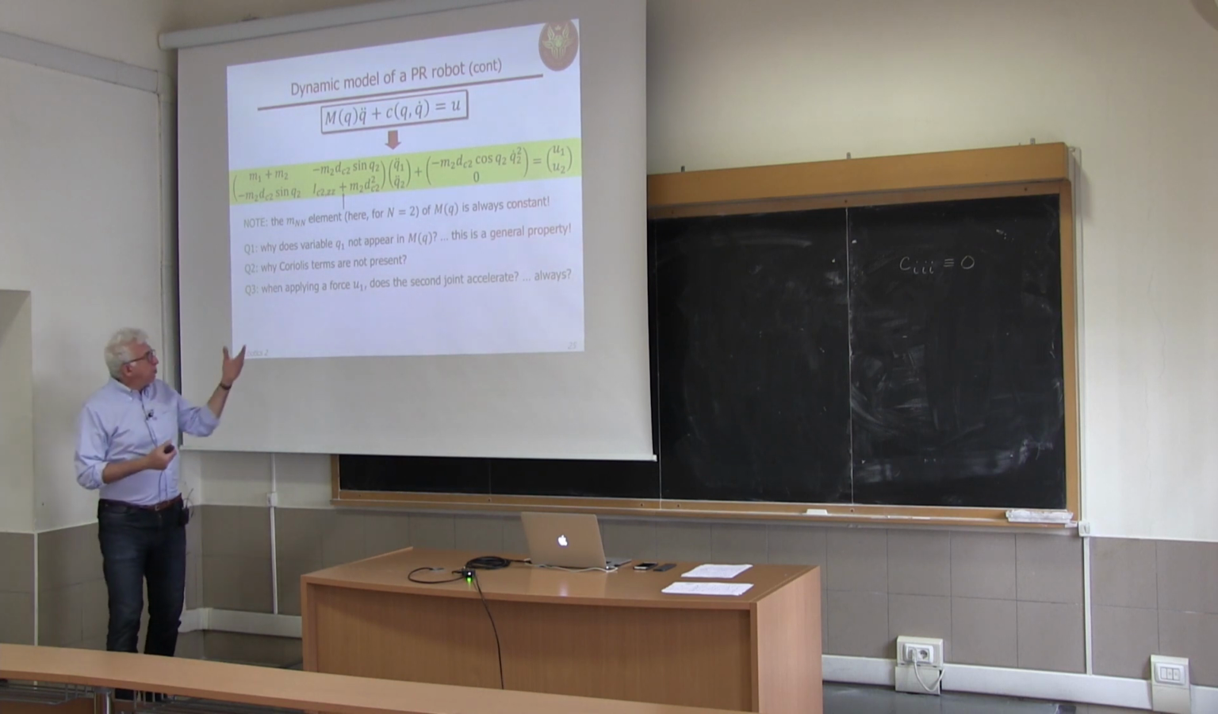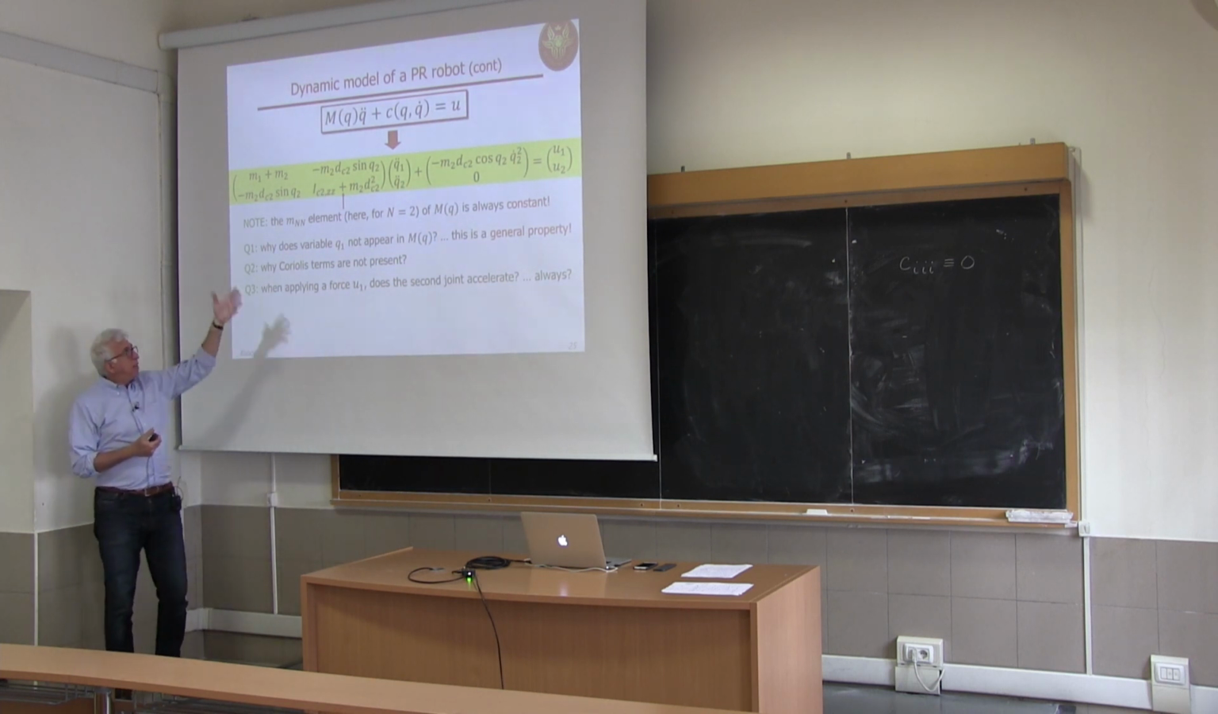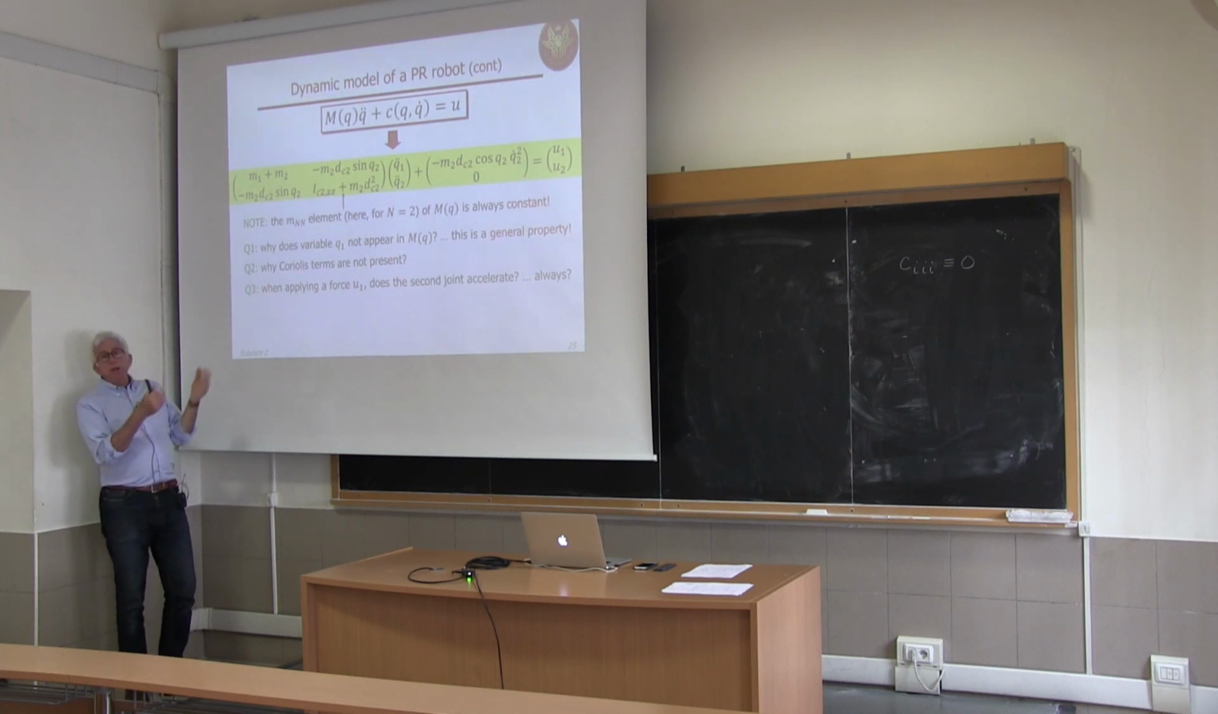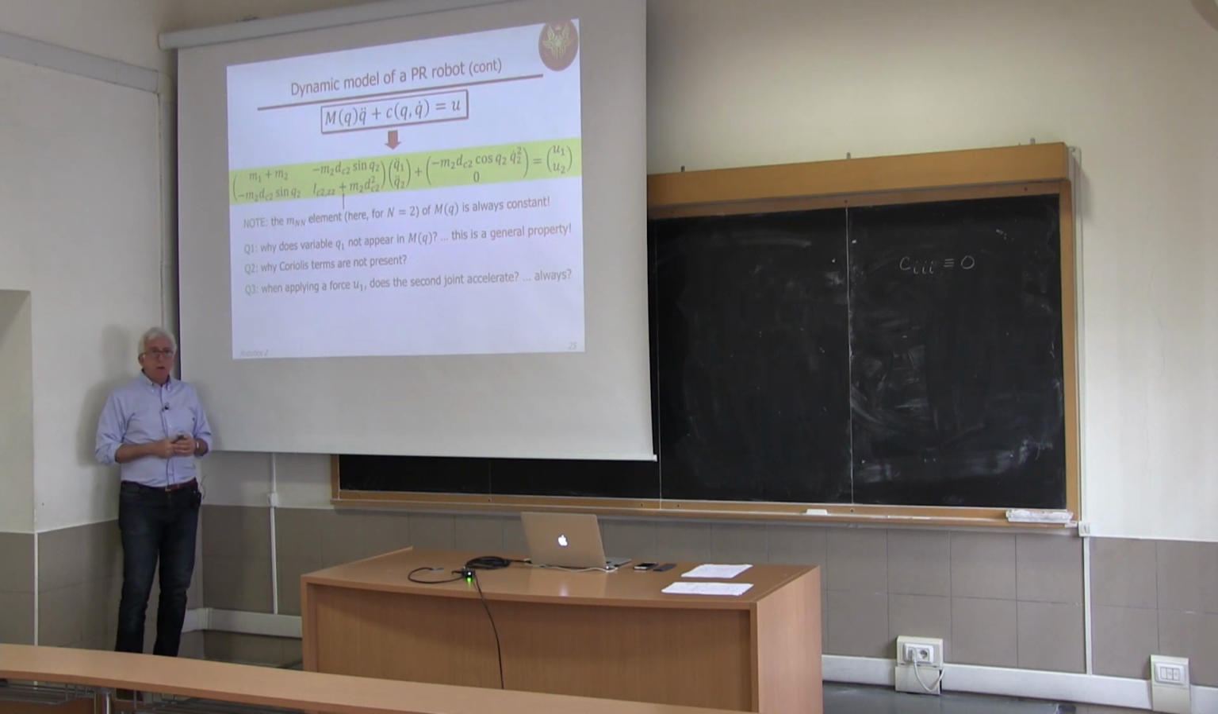So I invite you to think about this by looking at the equation and how it specializes and what will happen in these various situations. So imagine that there is no velocity at time 0, and at time 0 you're applying a positive force u1, no torque u2, what happens to q1 double dot and q2 double dot? Will they accelerate? Will they not? Will they accelerate in the same direction of the applied force or not?